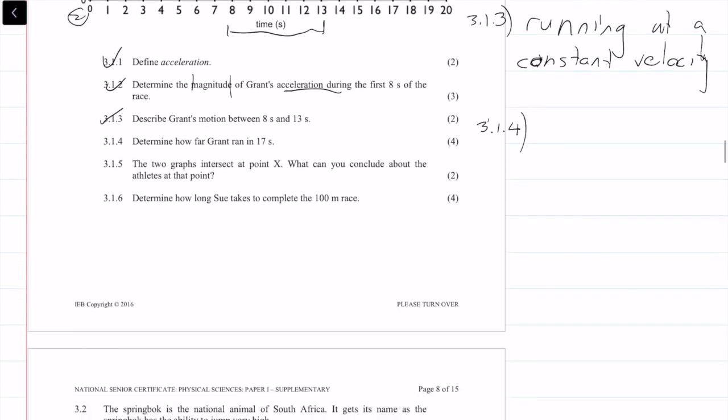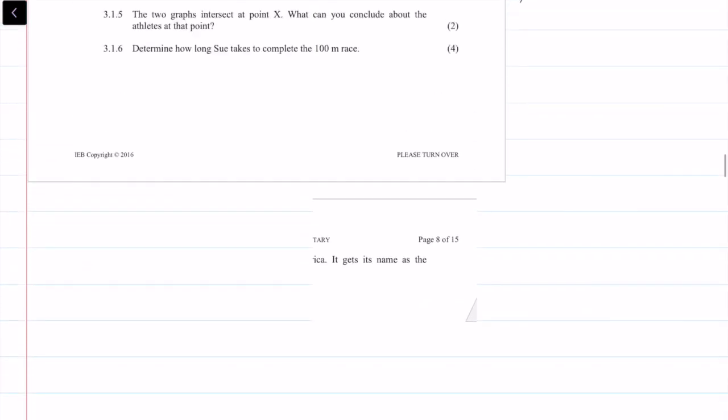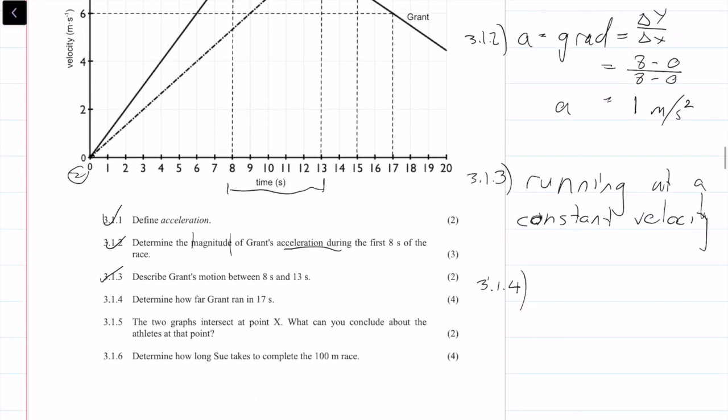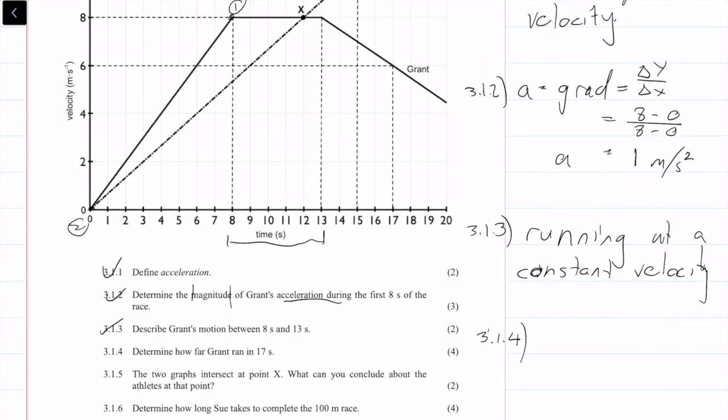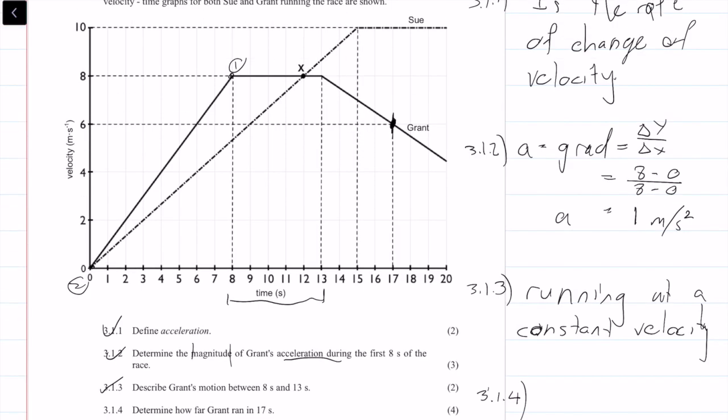3.1.4. Okay, so question 3.1.4 says determine how far Grant runs in 17 seconds. So we want to know how far Grant runs until this point right here, 17 seconds. How are we going to do this? We've been given a velocity time graph, so what we care about is the area under the graph until 17 seconds. So we have to break up the areas.